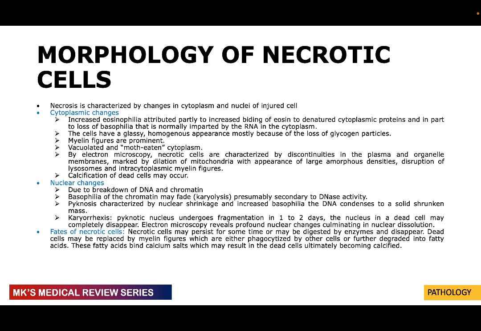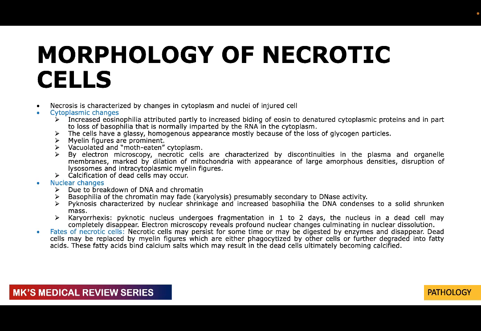Myelin figures will begin to become more prominent. The cell may become vacuolated, with vacuoles that appear as if it's moth-eaten. And when you look at it under the electron microscope, you're going to see discontinuities of the plasma membrane and even the organelle membranes. There's going to be marked dilatation of the mitochondria. They may sometimes even have amorphous densities. You're going to have a disruption in the lysosomal membrane and even some intracytoplasmic myelin figures.